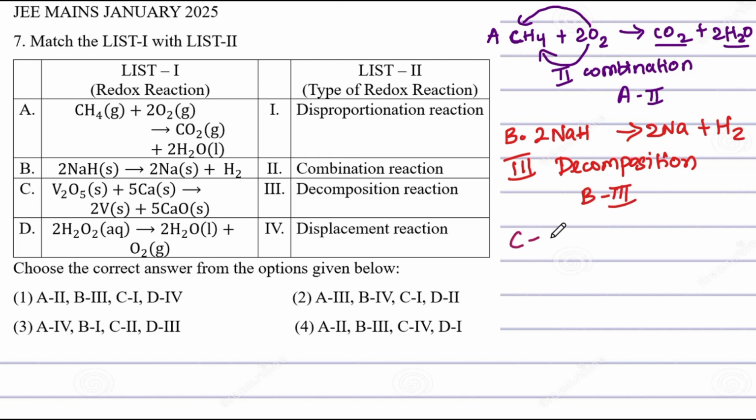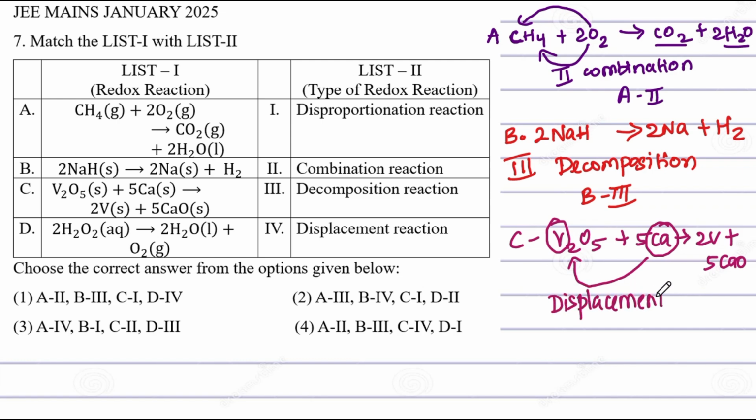Then C reaction, V2O5 plus 5Ca gives 2V plus 5CaO. So here calcium is displacing vanadium from its oxide. Vanadium oxide is given in the reactant, and in that oxide, vanadium is being displaced. So this reaction is definitely a displacement reaction. Displacement reaction is the fourth option. So for C, it is 4.